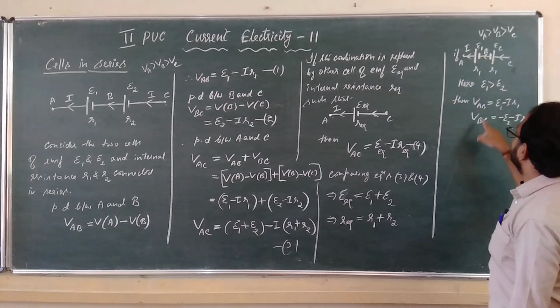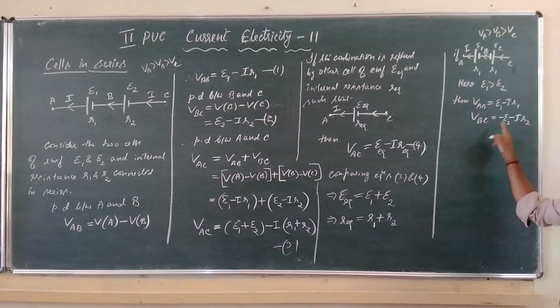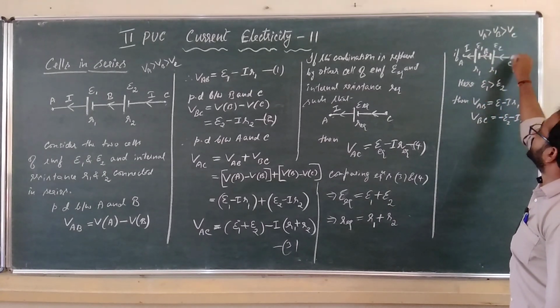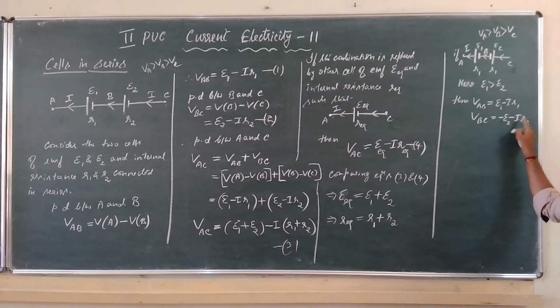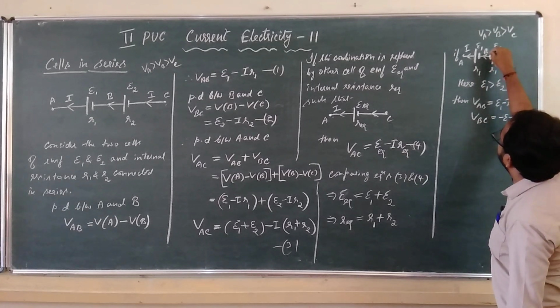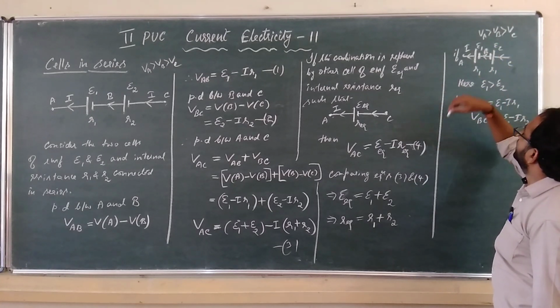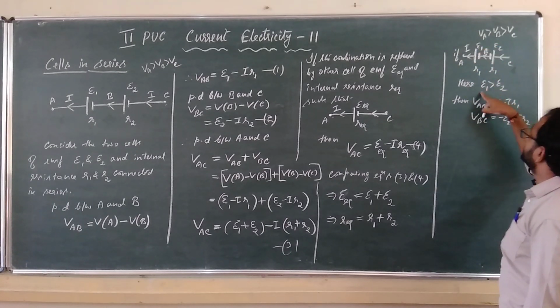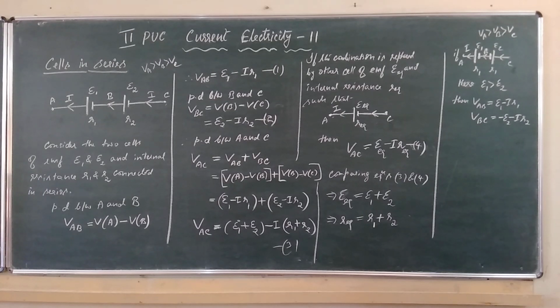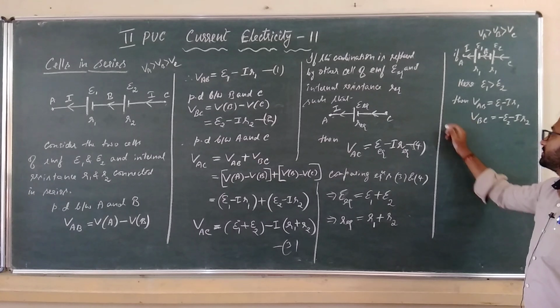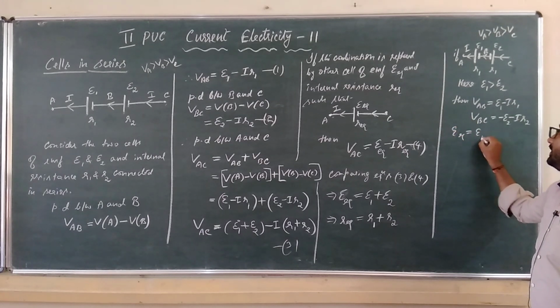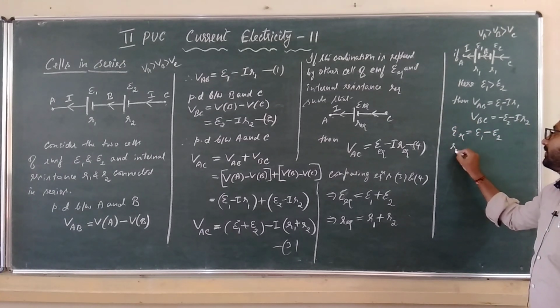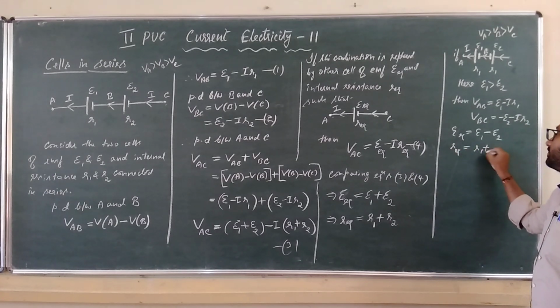So then EMF becomes negative for the second cell here. While calculating the terminal potential difference across B and C, it is minus E2. Minus I into R2, because current is flowing from lower potential to higher potential. In a single cell, this cell dominates because E1 is greater than E2. So minus E2 minus IR2, then the equivalent EMF becomes E1 minus E2, and the equivalent resistance is R1 plus R2.